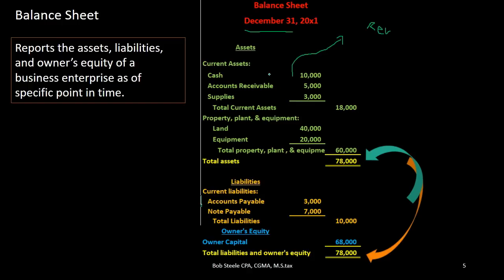Also note that assets are typically going to be broken out between current assets and property, plant, and equipment. Those current assets are going to be things that are more liquid, meaning assets that are closer to cash, and things that we're going to use relatively soon. So we expect to use cash relatively soon. We expect accounts receivable to be converted to cash relatively soon. We expect supplies to be consumed relatively soon.